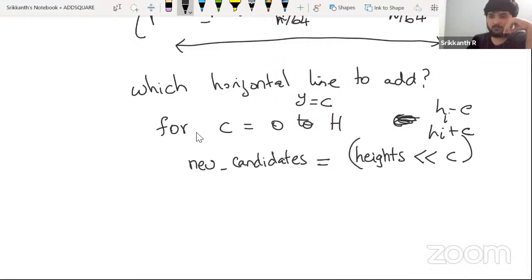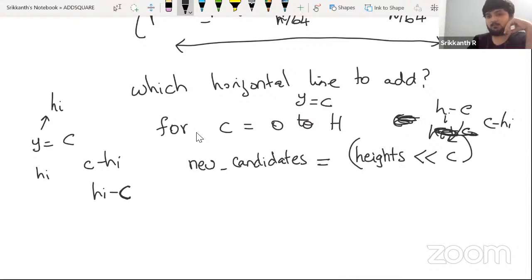Say c minus hi. So we have y equal to c here. For all hi's below, the difference would be c minus hi. And for all hi's above, the difference would be hi minus c. These give you the candidates hi minus c, because I'm shifting the Boolean array to the left. How can you get c minus hi? To get c minus hi, we can maintain heights in reverse, and then shift that right by c. This is almost the same as minus h plus c.